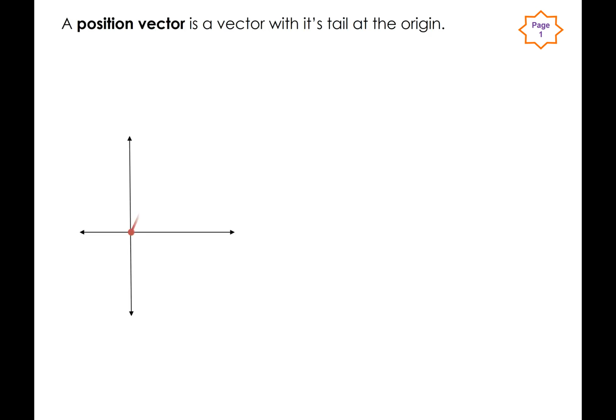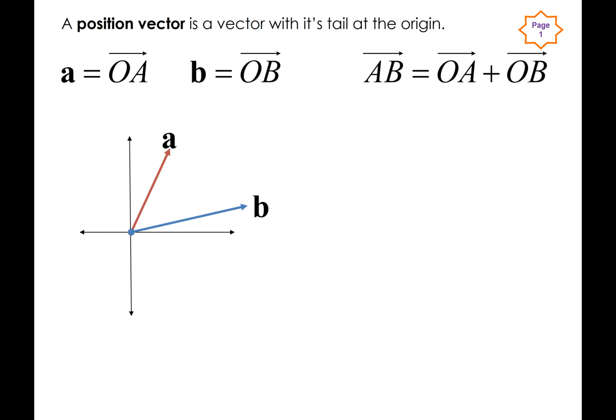We've got a position vector. Of course a position vector is a vector where its tail is at the origin. So we've got there A is OA, B is OB, and there's a slight error here because that should be the opposite of OA. But we can say that AB is just going to be the opposite of A plus B. So again, we're using our rules of vectors to actually represent these quantities.